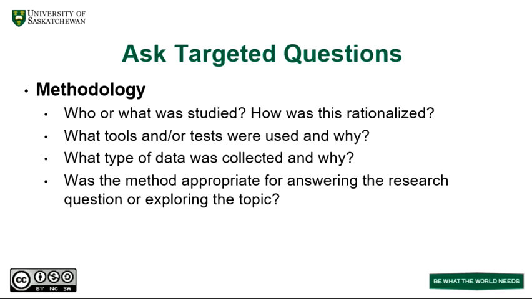So you can ask yourself, who or what was studied, how was this rationalized, what tools or tests were used and why, what type of data was collected and why. So for instance, if there's a focus on quantitative information or data, but you think that the research question would have been better served with a mixed methods approach, where you'd be sourcing both quantitative and qualitative information, then that's something that you might want to surface in your critical review of this source or these sources.